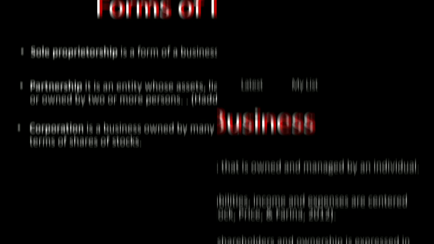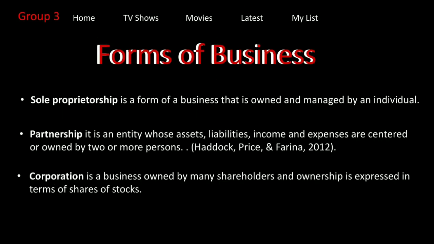So we have here the forms of businesses. We have three forms of business. First, sole proprietorship. It is a form of business that is owned and managed by an individual. Partnership. It is an entity whose assets, liabilities, income, and expenses are owned by two or more persons. Last, corporation. It is a business owned by many shareholders, and ownership is expressed in terms of shares of stock.